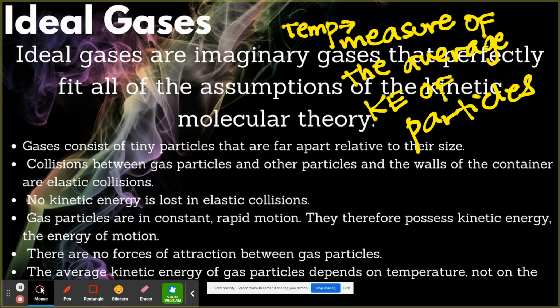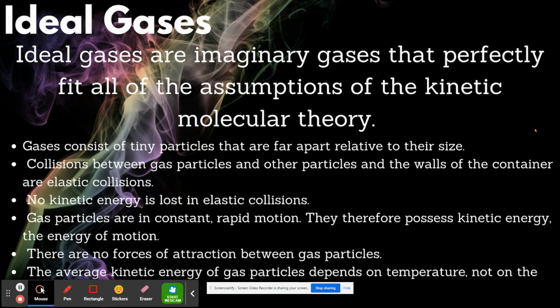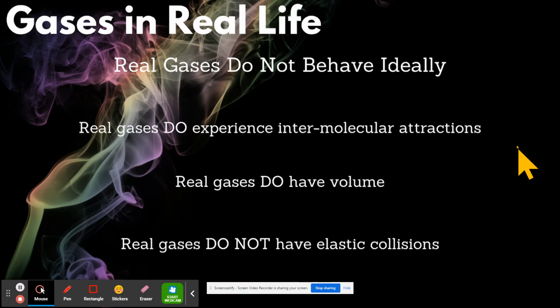So basically, these are the postulates that describe an ideal gas, and we call this the kinetic molecular theory. But in real life, guys, real gases are complicated. They do not behave ideally. Some gases, when they bump into one another, experience intermolecular attraction, or simply put, sometimes they react. Real gases do have volumes. They have different sizes. There's super tiny and slightly tiny, but the point is they have different sizes.